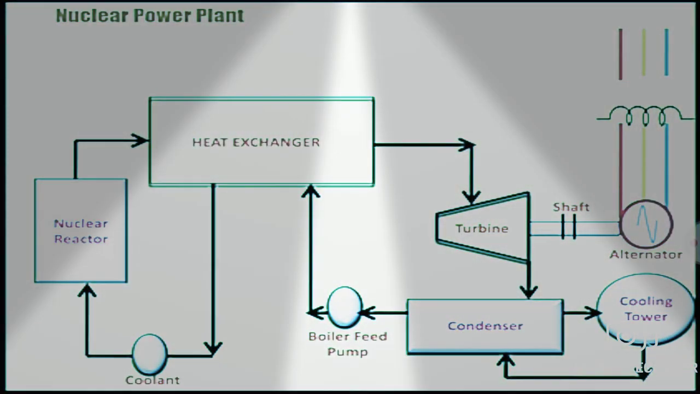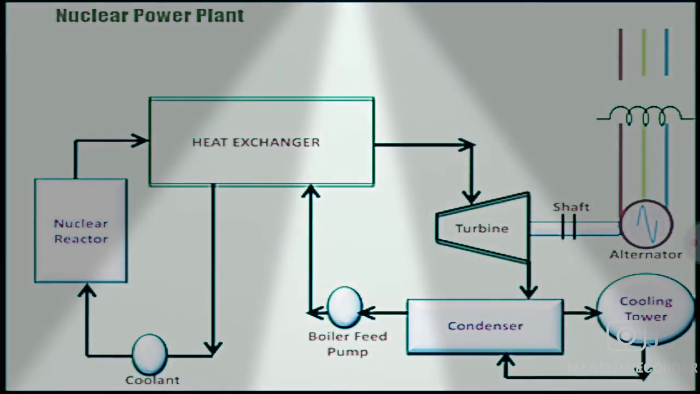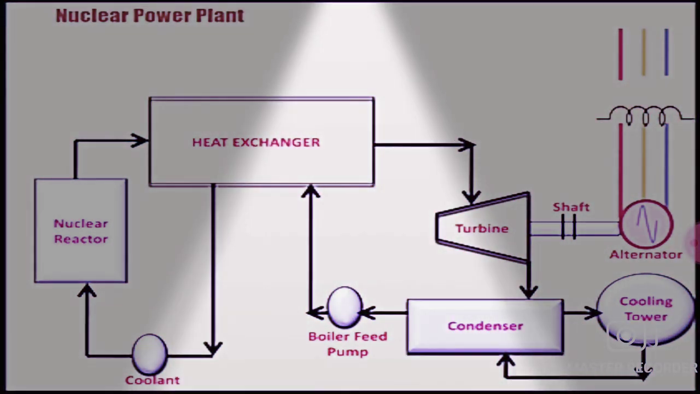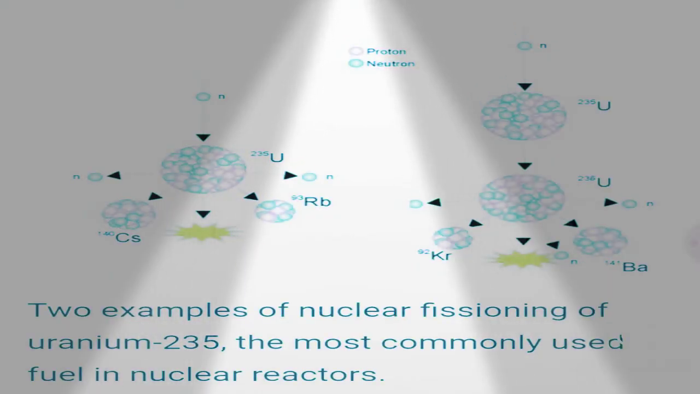Next is the generator, which is also called an alternator. The output shaft of the steam turbine is coupled to the generator. Therefore, the mechanical energy available at the output shaft of the steam turbine drives the generator, which converts mechanical energy into electrical energy.